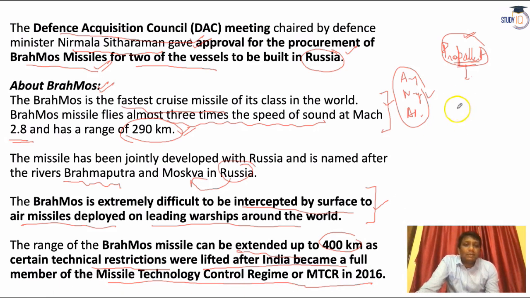So that is the statement, guys. Earlier India was not a member of MTCR, the Missile Technology Control Regime. This is the reason India could not access technology from other countries to develop a missile that could go more than 290 km. But now India is a member of MTCR, so India can go around 400 km, not only 400 guys, even 400 km plus.